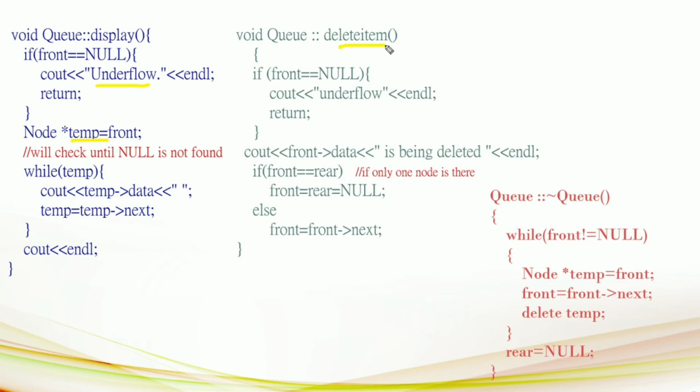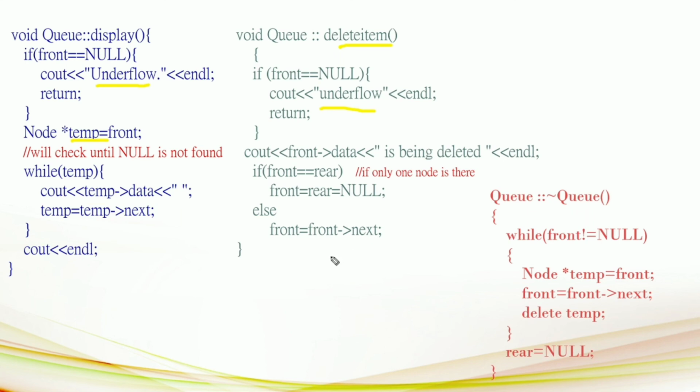To delete the items, if front points to null, then cout underflow: there are no elements in the queue, deletion is not possible. Otherwise, cout front of data displays the element at the front position, which is being deleted. If front is equal to rear, that is, if only one node is there, then front and rear point to null. Else front is moved forward.